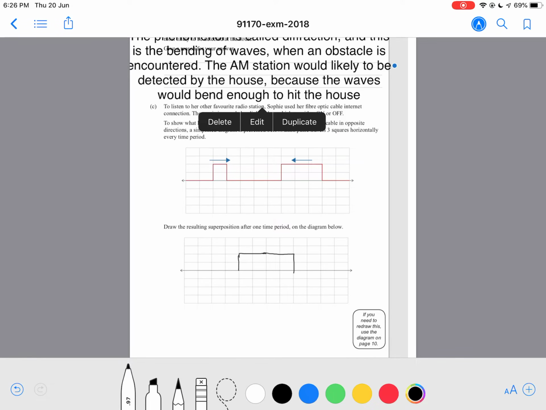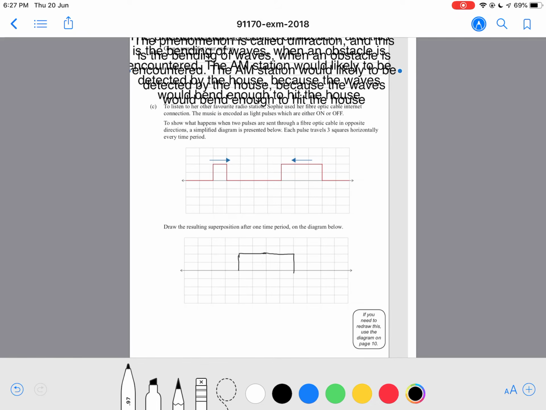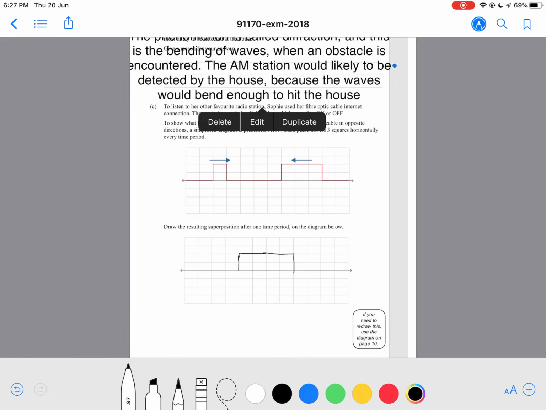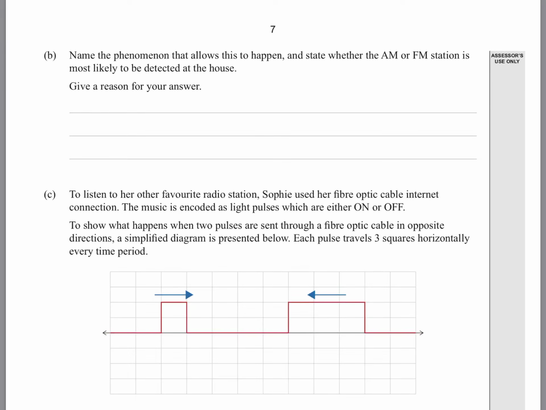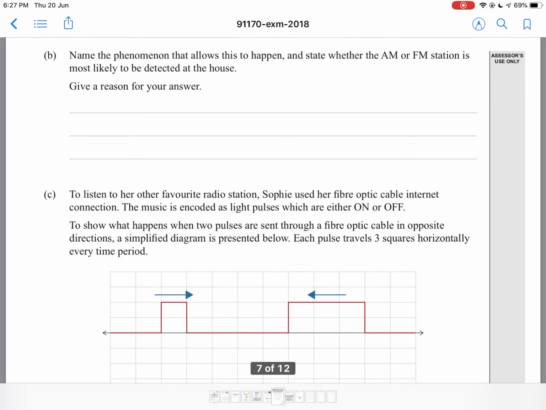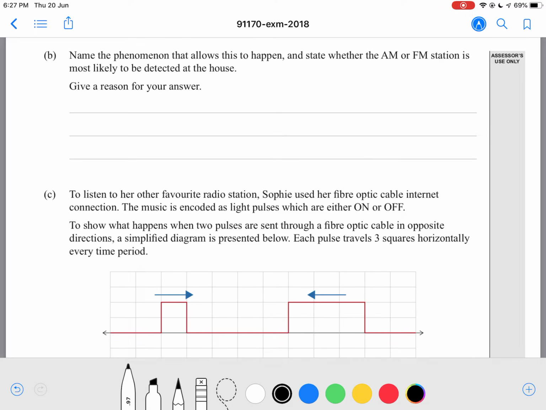Oh, sorry, just get rid of this. Not duplicate, delete, sorry. Alright, so we have to name this phenomenon that allows this to happen and state whether the AM or FM station is more likely to be detected at the house. Give a reason for your answer.